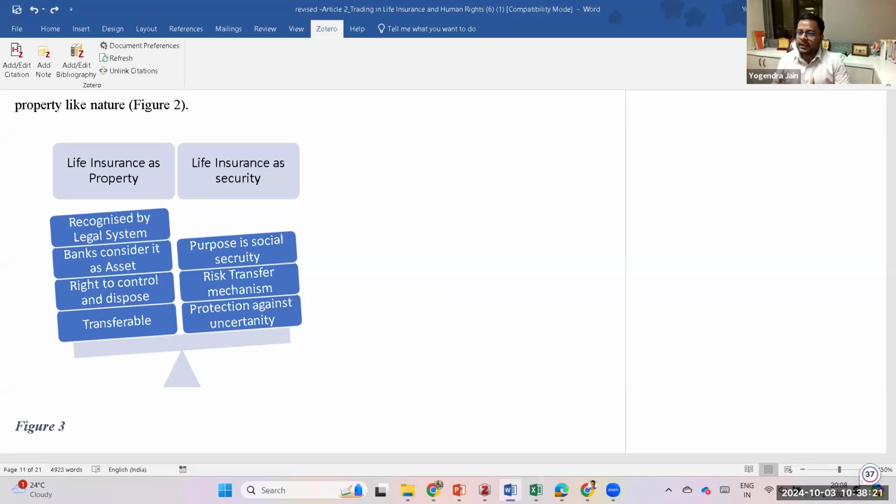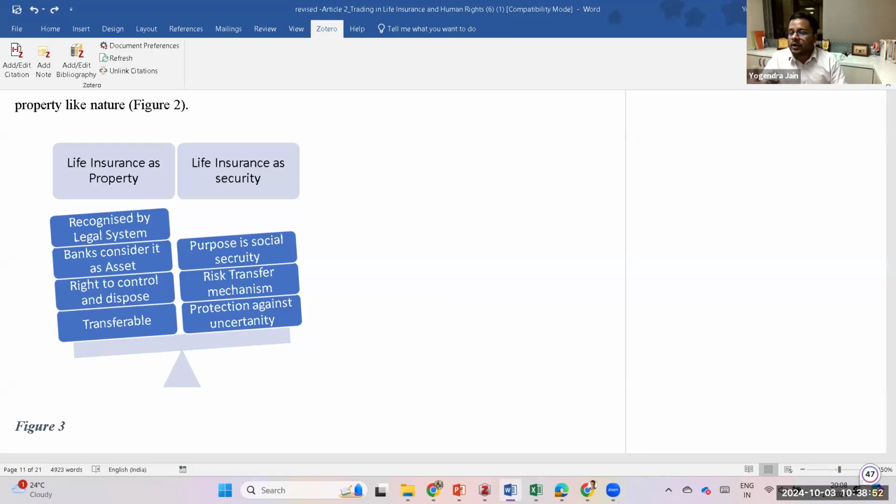It is an actionable claim. An actionable claim is anything on which you can file a case in court. So if my claim is due and the life insurance company is not giving me the claim, I can file a case on it. So it is somewhere my right. Secondly, banks are considering it as an asset. So banks are giving me a loan against my life insurance policy. Banks used to give me loans against my jewelry. Banks used to give me loans against my property. They are giving me loans against my life insurance policy. Then why should it not be considered as property?